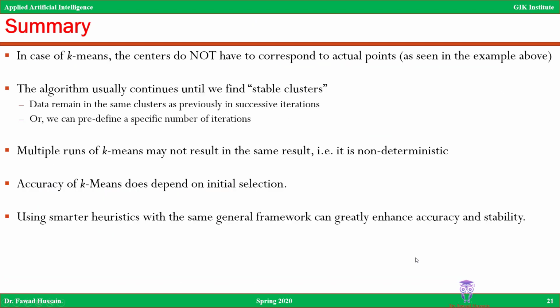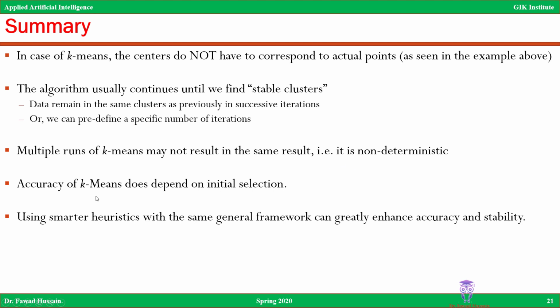So finally, to summarize, the first thing we have seen is that when you're using k-means, the centers don't have to correspond to actual data. They can be arbitrary points because we are just computing the mean, the averages, and averages don't have to be real actual data points. The second thing we saw is that the algorithm is going to keep iteratively running until we find stable clusters. The third thing we see is that multiple runs of k-means may not result in the same values, so it is non-deterministic in nature.